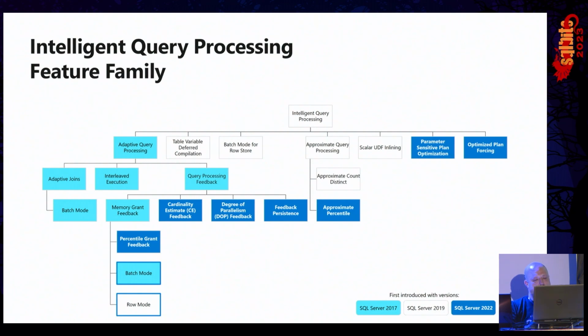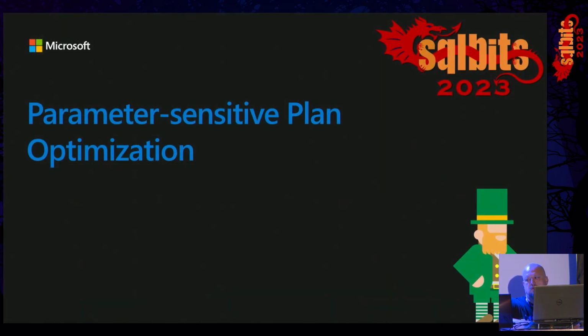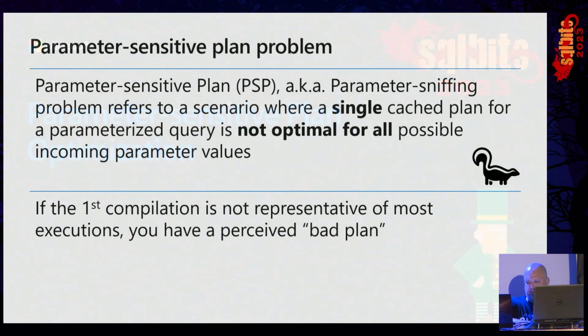Here are the 2022 capabilities. Notice that there's a box around memory grant feedback. That means that we also improved memory grant feedback for row mode and batch mode in 2022. I know that was released for row mode and batch mode in 2017 and 2019, but there are improvements to that. The additional things are degree of parallelism feedback, cardinality estimate feedback, approximate percentile, parameter sensitive plan optimization, and optimized plan forcing, which I'm going to try my best to go through as much of as possible. Because we're time bound, we'll start with parameter sensitive plan optimization.